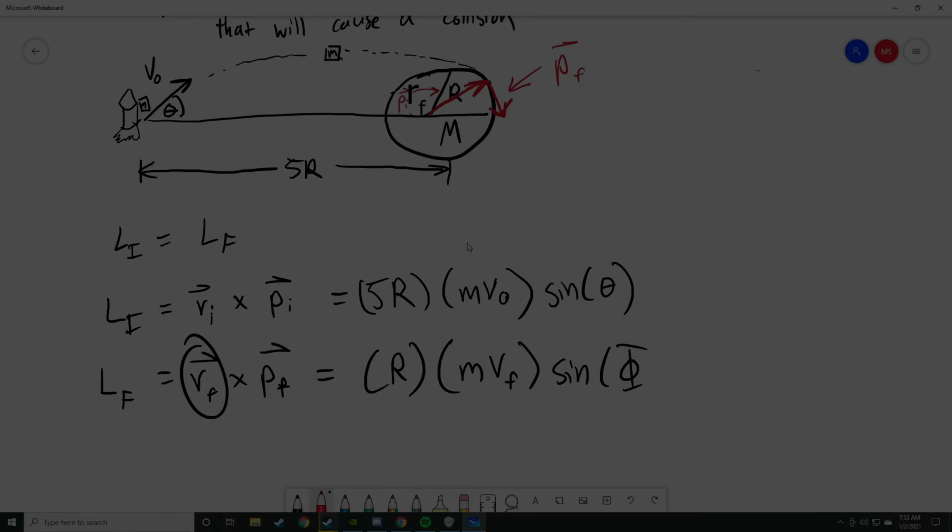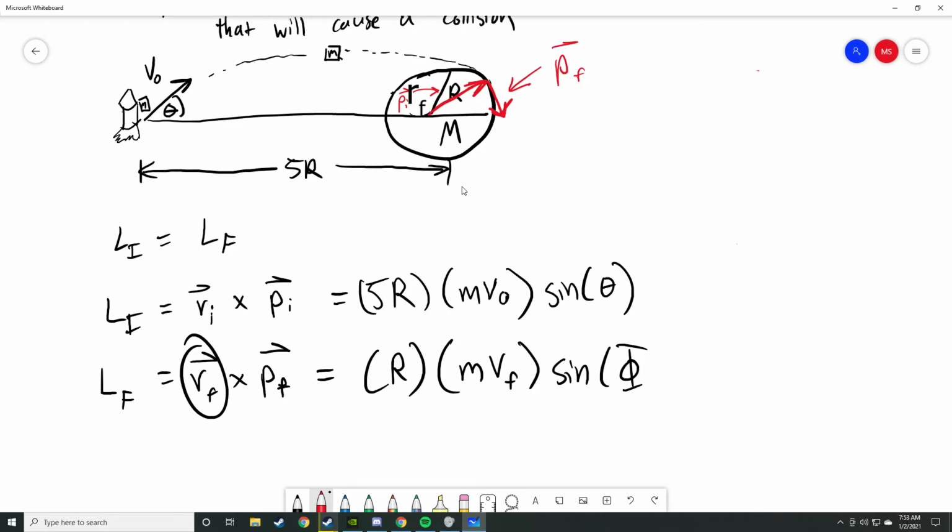Future Matthew here. Just wanted to let you know, I accidentally drew this as the initial linear momentum, P initial. It's supposed to be the final radial vector. That's pretty obvious. I don't know why I slipped up there. We know there's going to be 90 degrees there. And so this is going to be sine of pi over 2, or 90 degrees, which is just equal to R M V final, because sine of 90 is 1.